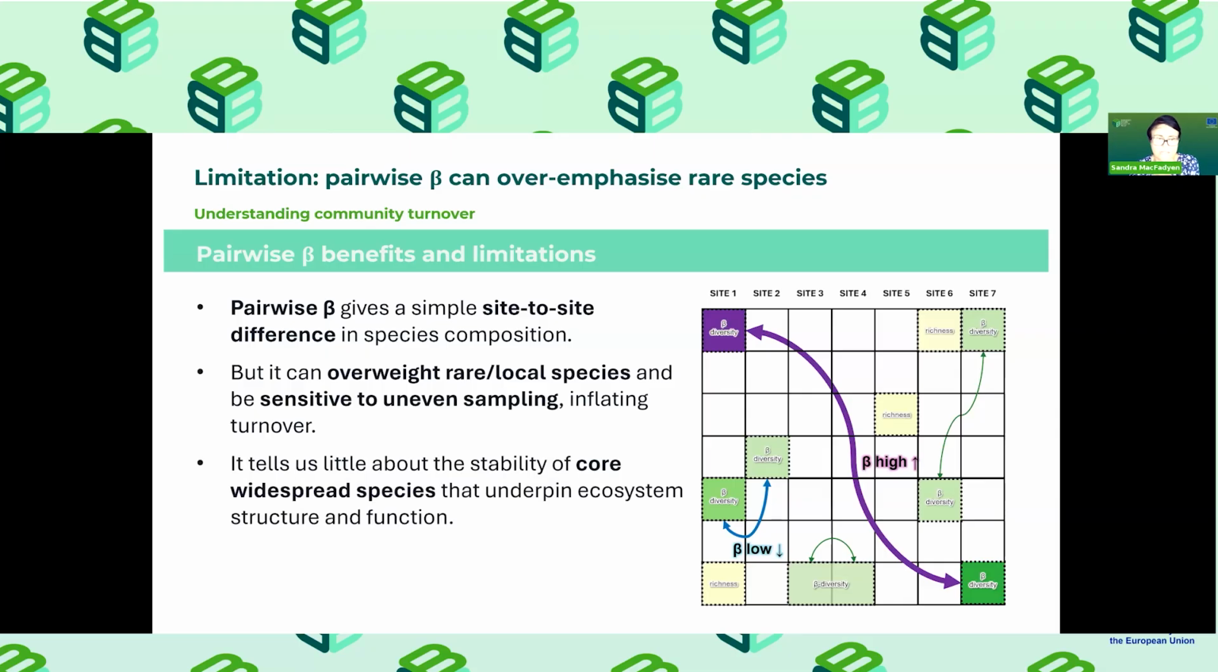And this tells us very little about the stability of the core or the widespread species that underpin ecosystem structure and function. As you can imagine, the rarer species, they're rare because they're often sensitive to change. So these are our canaries in the mine, early warning of things that are happening in the system that are making those species disappear. But if widespread species start to change, that means that there's a really serious thing going on in that area that you're working at.